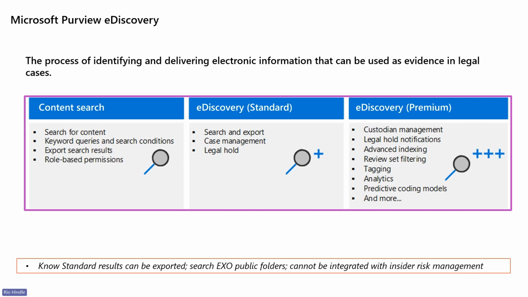Content search, typically you use the content search tool to search for content across 365 data sources and then export the results to a local computer. Simple as, right? You don't get any custodian management, you don't get any case management, you don't get any workflow management, you don't get any on hold ability. It is literally just a search across your Microsoft 365 estate.